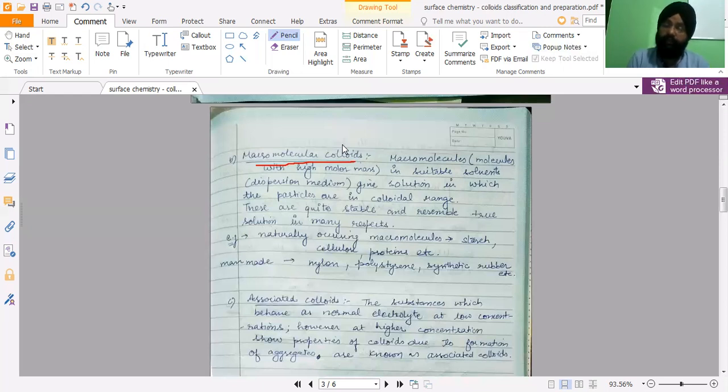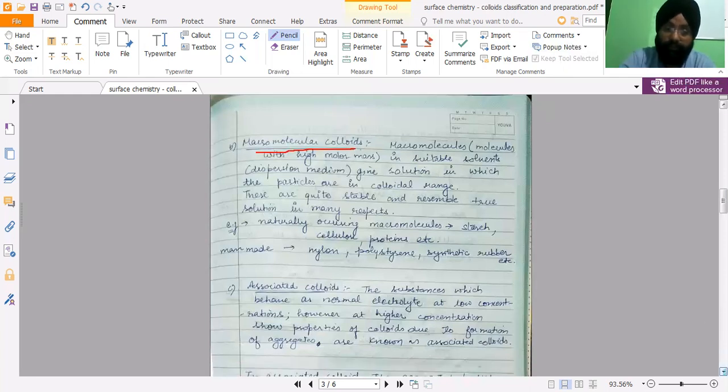If we make a solution of starch, by first making a paste of starch and then dissolving it in hot water, we get a solution in which the starch is a macromolecule, and it gives a dispersed phase particle size in the colloidal range. So this type of colloid is a macromolecular colloid. Only a single particle is in the range of colloidal particles. And the third one is associated colloids.